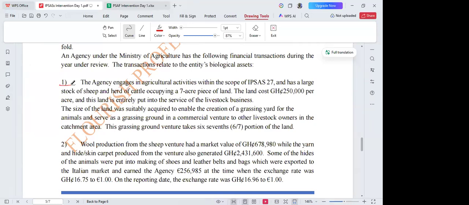So this question is just the land. How are you going to account for it? Is it an asset under IPSAS 27 or is it not an asset under IPSAS 27? That's basically what the question is asking you. So is it a biological asset or an agricultural produce or not? That's what the question is asking.